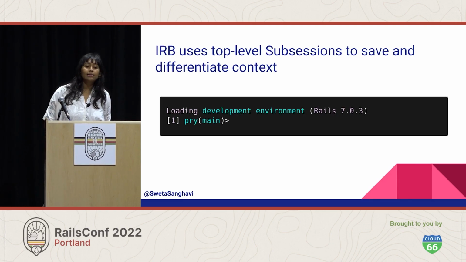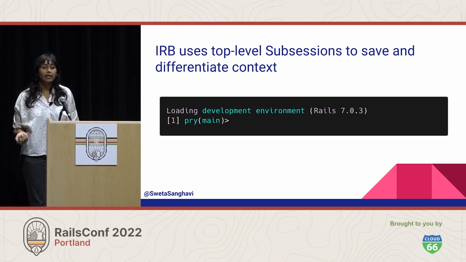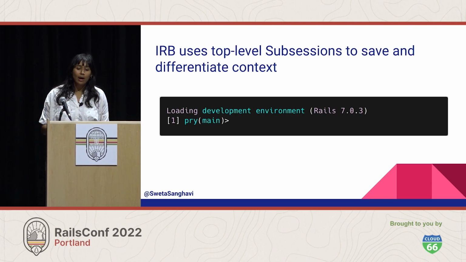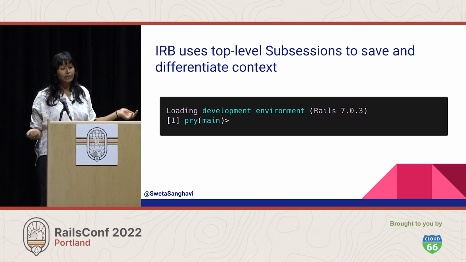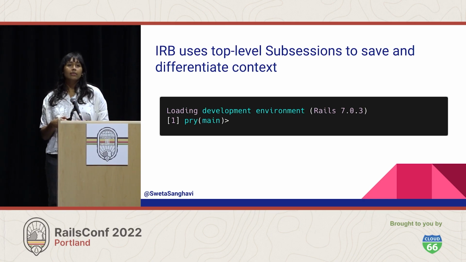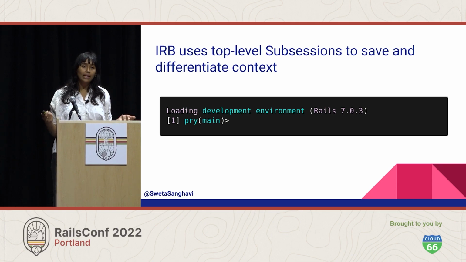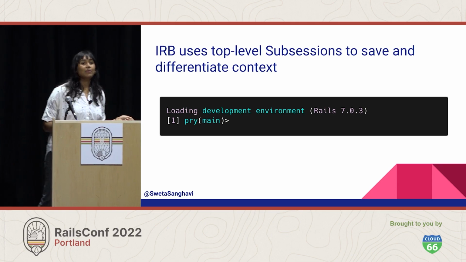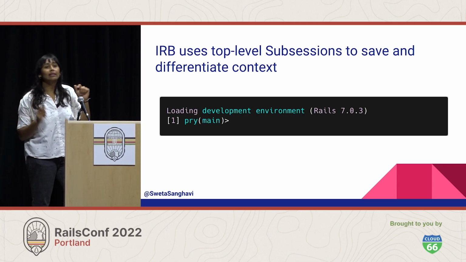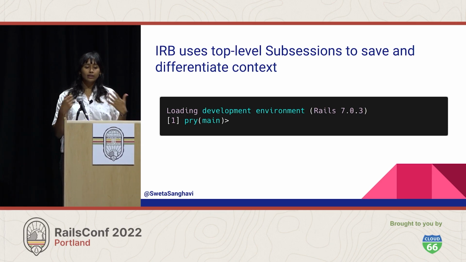Well, IRB uses subsessions to save and differentiate context. When you spin up a console, by default, you start in a subsession in the context of an object called main.irb. You might see this familiar main in parentheses, kind of indicating the context you're in. So anything you execute in this console is going to run in that main context.